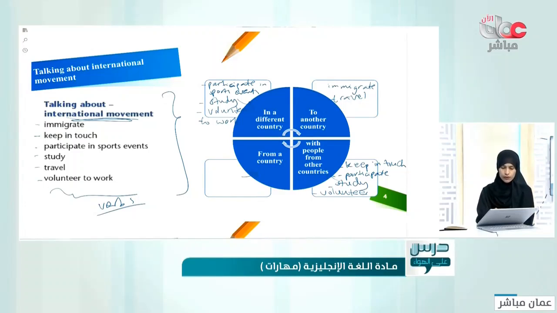And for the phrase from a country, you could immigrate from your country and go to another country, or I guess it could go here. Okay, you travel from a country to another. Yes, you could travel from a country to another. So this is when it comes to international movement, moving outside borders. You cross borders and move out of your country for different purposes: studying, traveling, participating in events, or for the purpose of voluntary work.